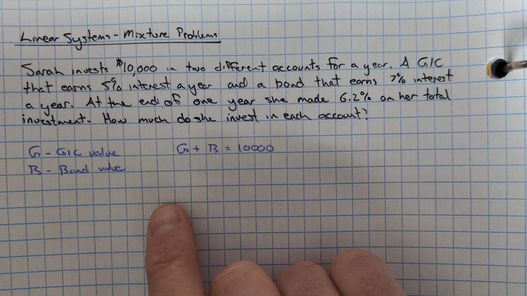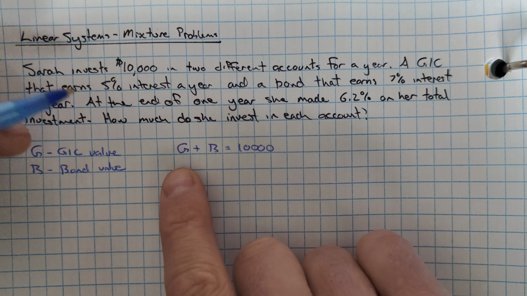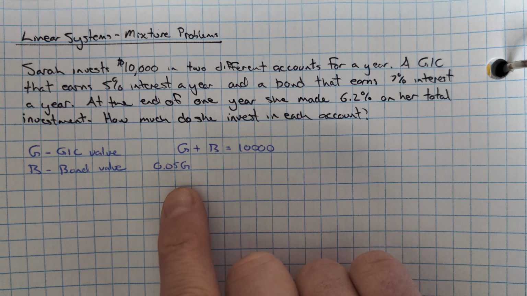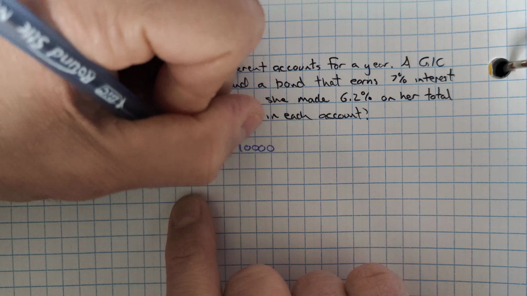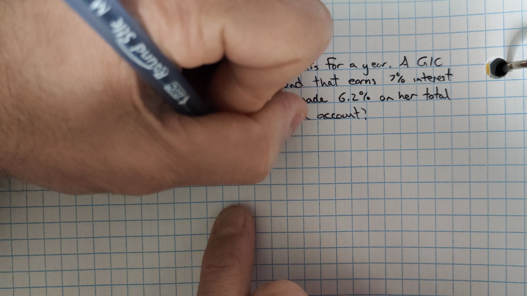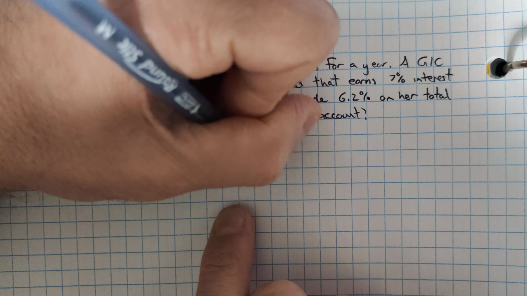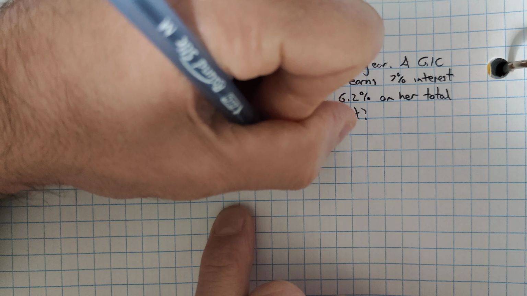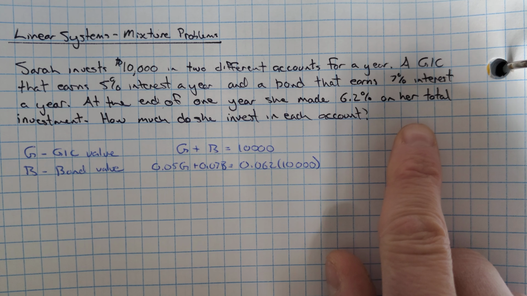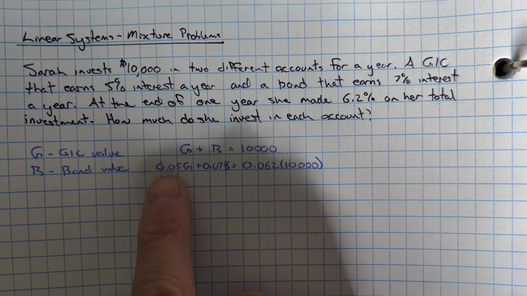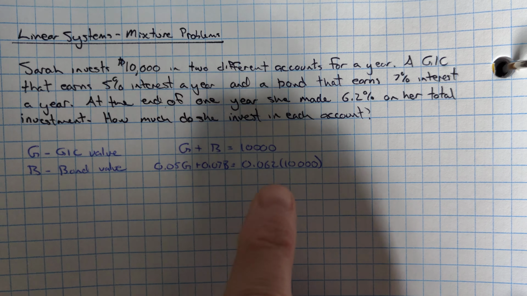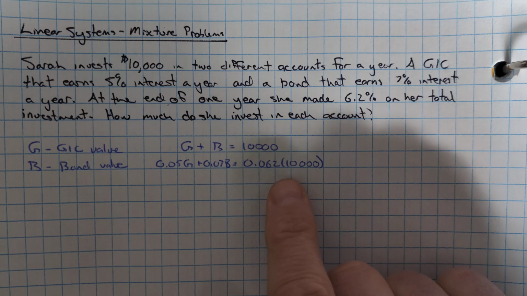Now we get to the percentage portions. She earned 5% on her GIC. So 5% of the GIC value plus 7% of the bond value will be the 6.2% of the 10,000. So she's got 6.2% of the total, which was made up of the 5% GIC and 7% bond. So each of those values gets their percentages connected to them.